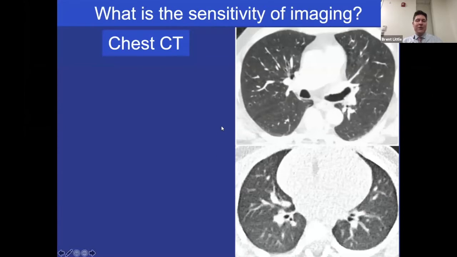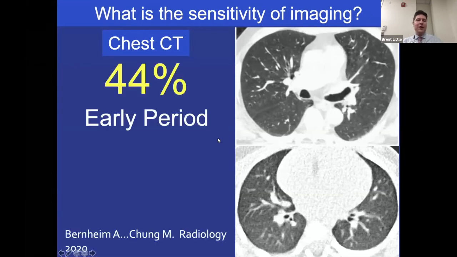Now, what's the sensitivity of imaging? It's important to know that these two CTs that are actually negative CTs belong to patients who had COVID-19 and had respiratory symptoms. So chest CT can be normal. So what's the sensitivity? Well, if you take patients in the early period, that is the first couple of days after symptom development or an exposure, 44% is the sensitivity. So that means that 56% of the CTs can be negative in that early period.